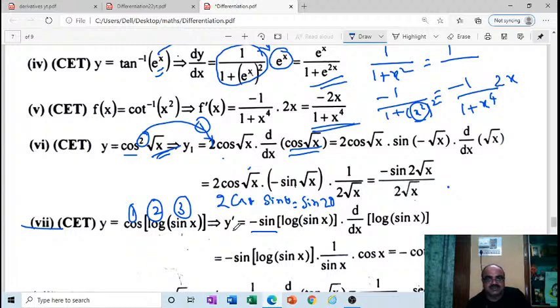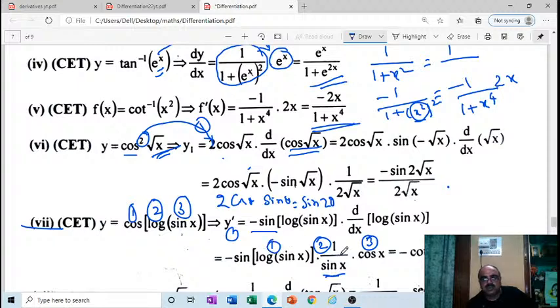This is number 1, first differentiation. Correct? Number 2. Number 2 is what? Differentiation of log of sin x. Log of sin x is 1 by sin x. This first part remains the same. And then what is the third one? Sin x differentiation is cos x.